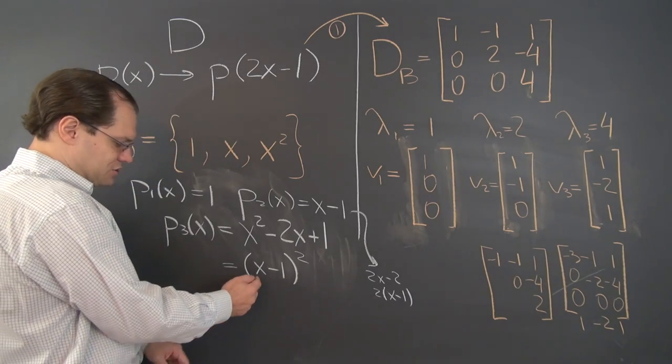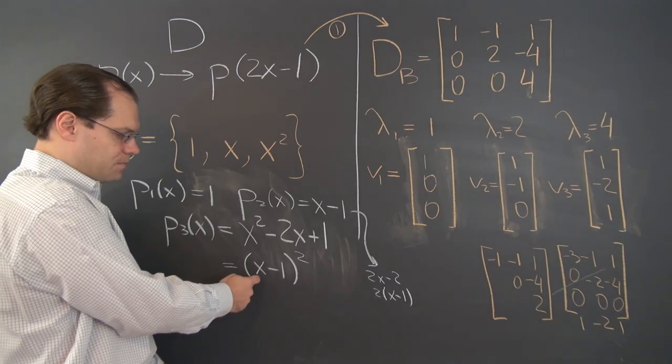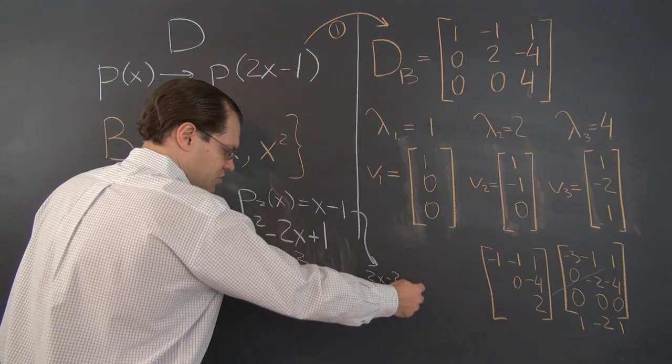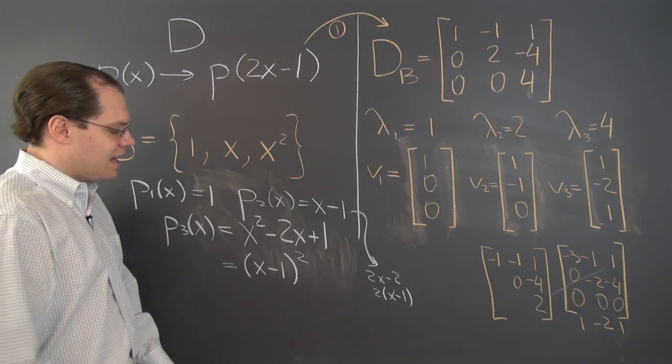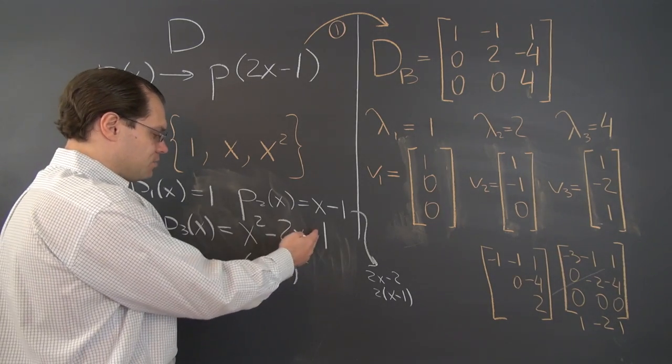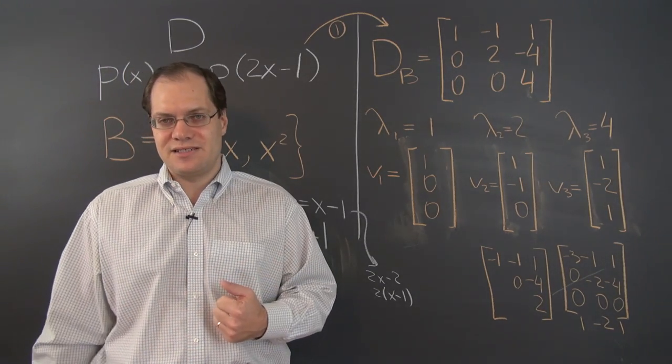And with this expression, you can plug in 2x minus 1 for x when it's in this form. And it'll be this thing squared. So 2 will get squared. And that's why the output for this input will be 4 times the function itself.